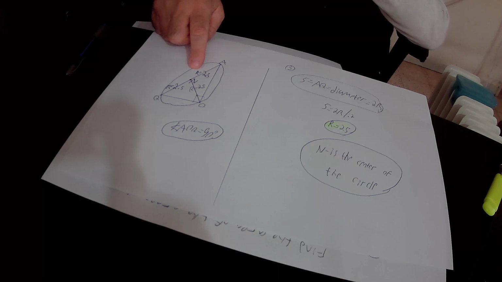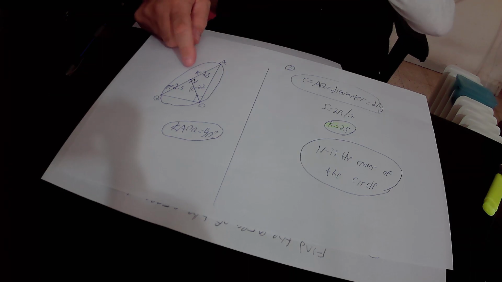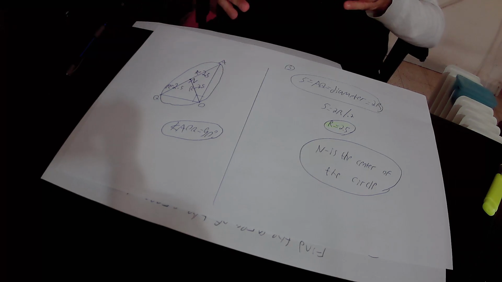AN is the radius. Likewise, NQ equals 2.5 and the radius also equals 2.5. Because NQ is located on the diameter AQ, NQ must be the radius of the circle that is equal to 2.5 units. What is the center of this circle? Where is the center of this circle?